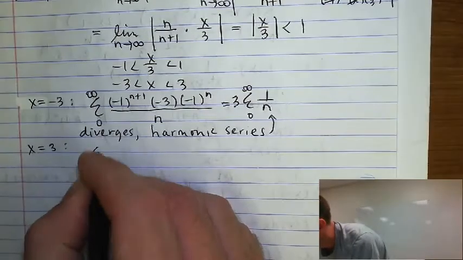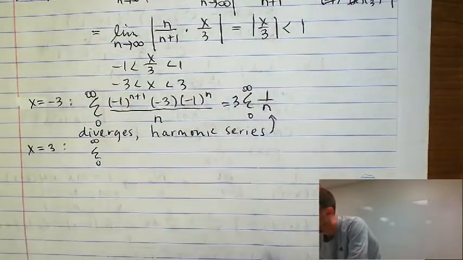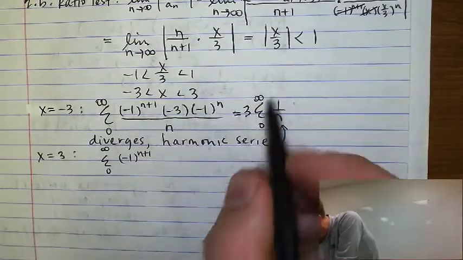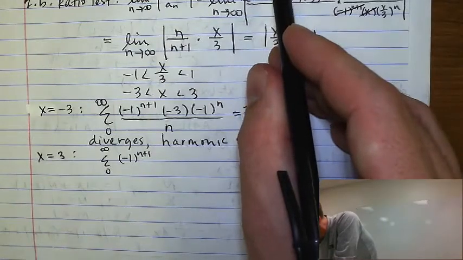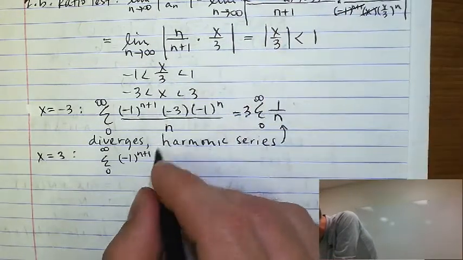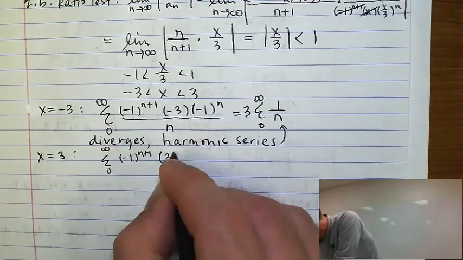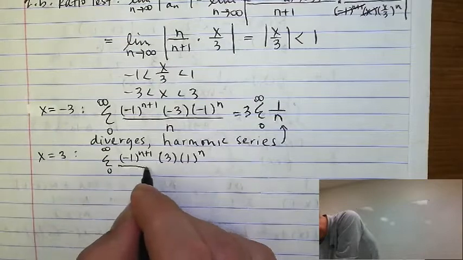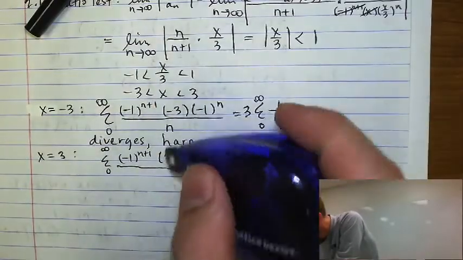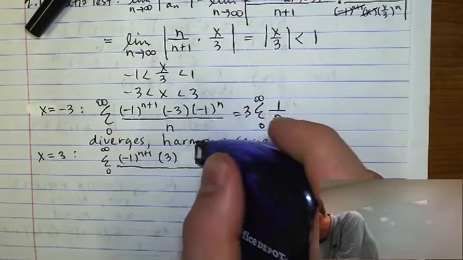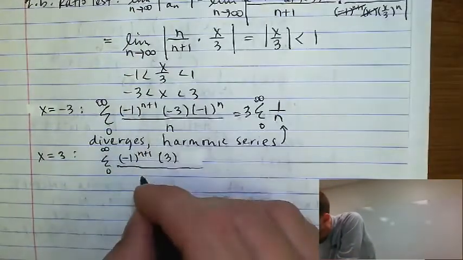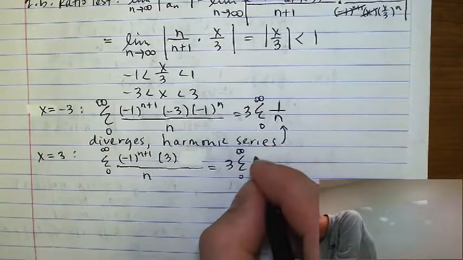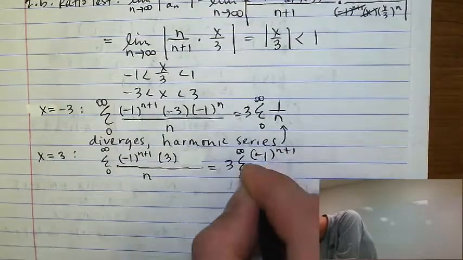I'll have the sum from 0 to infinity of negative 1 to the n plus 1. It was going to be 3 times 3 divided by 3 is 1 to the n. 1 to the n is always 1, right? So I'm going to just get rid of that. Just completely ignore it. Don't have to worry. Divided by n. Well, that's equal to 3 times the sum from 0 to infinity of negative 1 to the n plus 1 over n.